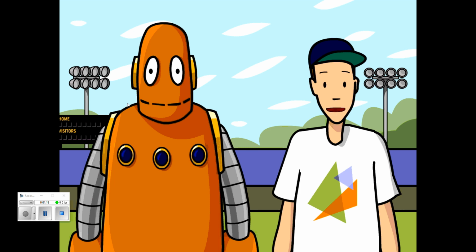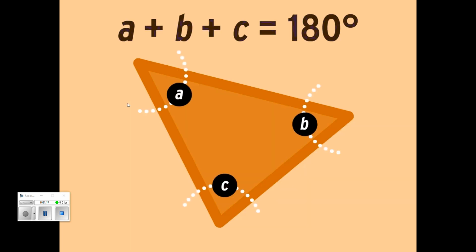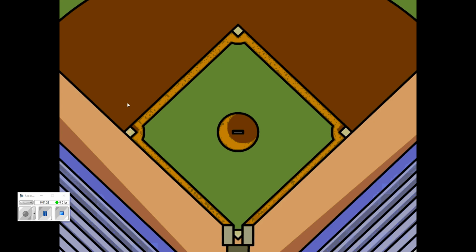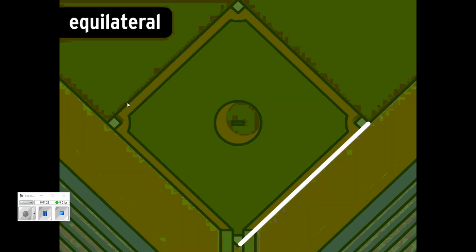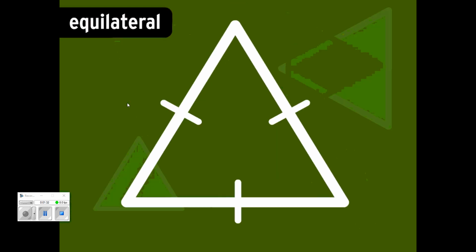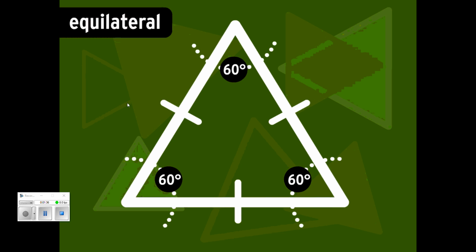A triangle is any three-sided polygon. A triangle's three angles always add up to 180 degrees. We classify triangles by both their angles and by the lengths of their sides. Equilateral triangles have three sides of equal length. Since the sides are equal, the angles of an equilateral triangle all measure 60 degrees.